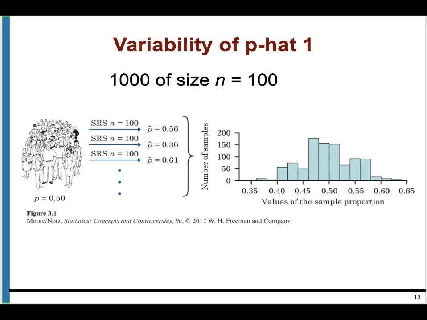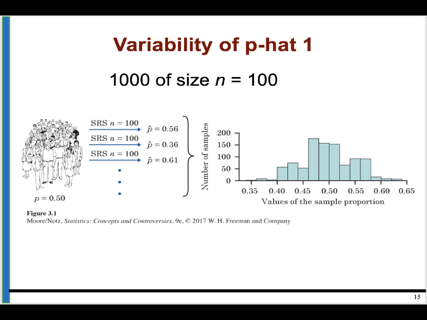If we take a simple random sample of 100, maybe we get a result like 0.56. If we take another sample of 100, maybe we'll get something different like 0.36. A third sample might provide a sample proportion of 0.61. Each one of these samples is going to be a little bit different. The graph on the right shows the results from lots of different samples, and most of the results are pretty close to the true population proportion of 0.5.